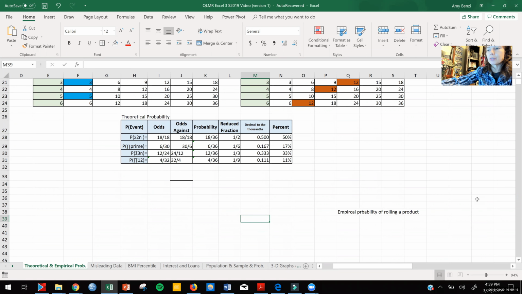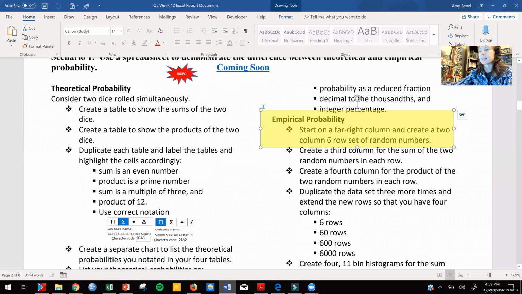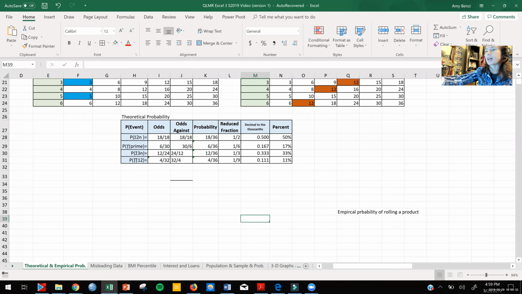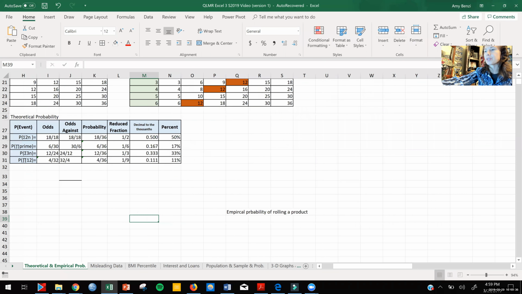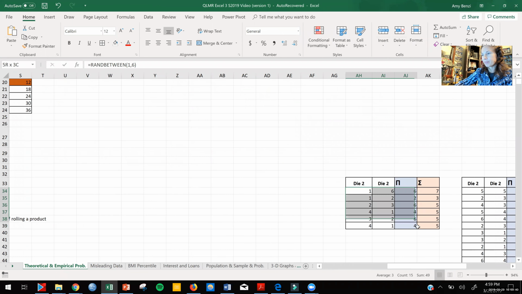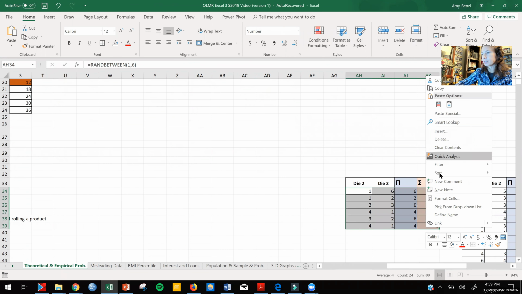So let's go to our document and see what's next. For empirical probability, we are going to start on the far right column and create a 2-column, 6-row set of random numbers. Let's just go to start with that. 2 columns, 6 rows. So let me clear this out.